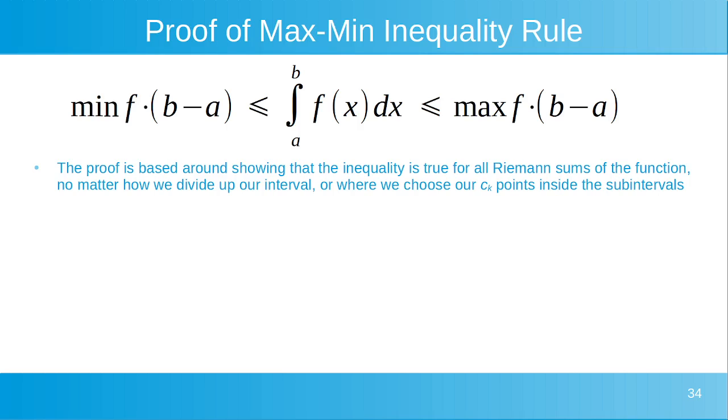So what we're going to talk about now is the proof of the Max-Min Inequality Rule. Here we have our Max-Min Inequality Rule at the top of the screen. The proof is based around showing that the inequality above is true for all Riemann sums of the function, no matter how we divide up our interval or where we choose our ck points inside the sub-intervals. And by doing that, that will allow us to then prove that the Max-Min Inequality Rule is true.